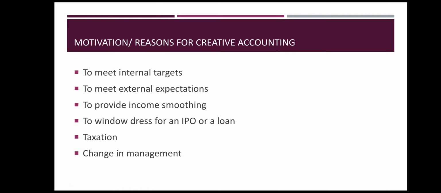Next is to window dress for an IPO or a loan. Now suppose if the company is going to issue new shares in the market, initial public offer, that is IPO. Now suppose the company is planning of issuing new shares in the market for raising its share capital. Now before it takes this decision, it has to show good performance in the market, that is good amount of sales, good profit. Actually whether the company is earning good amount of profit or no, we don't know, but at least it can show it in its financial accounts. In the financial statements it can show that the company is performing better. Only then the investors will plan of investing in that company.